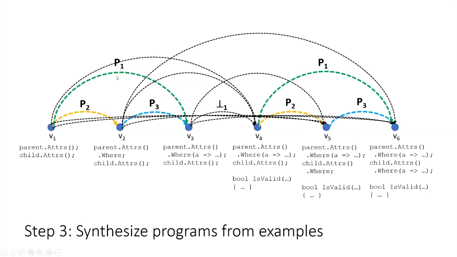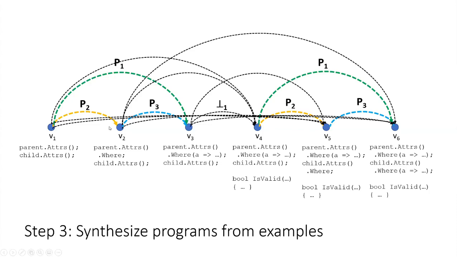So after that, we synthesize these programs. We have, for instance, a program P1 that if we apply P1 to V1, it will produce V3. And also if we apply P1 to V4, it will produce V6. So we try to synthesize all these programs using these examples. If clusters have only one instance, we do not do synthesis here.